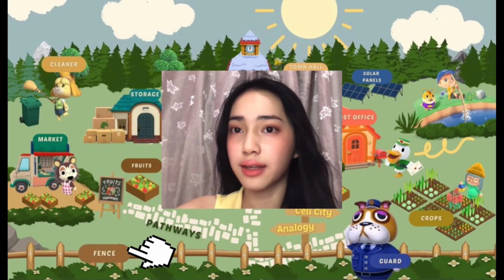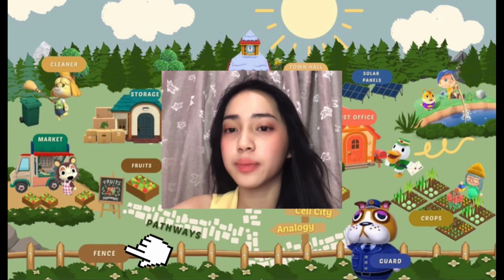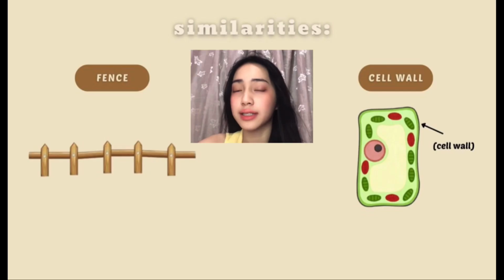Right off the bat, you'll see that there is a fence surrounding this village, and its purpose is to provide protection for the people living inside it. I can compare this to the cell wall, since the cell wall's purpose is to provide tensile strength and protection against mechanical and osmotic stress.